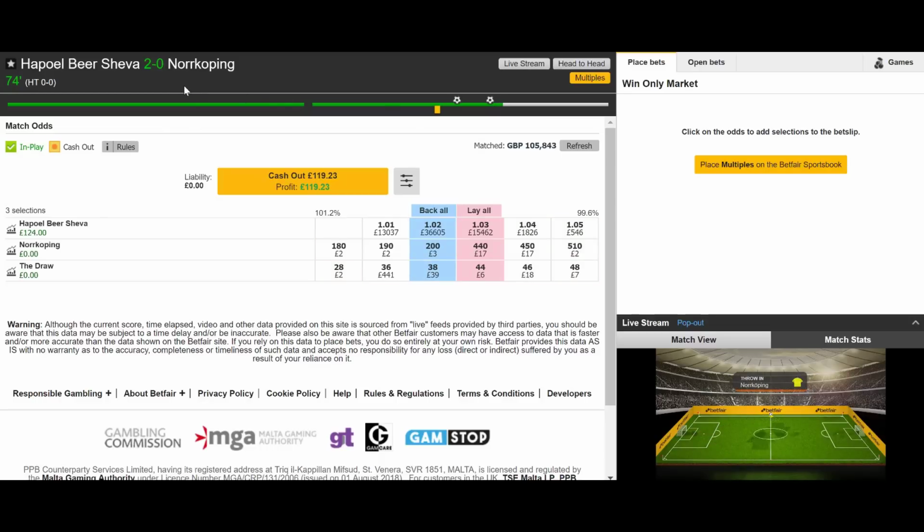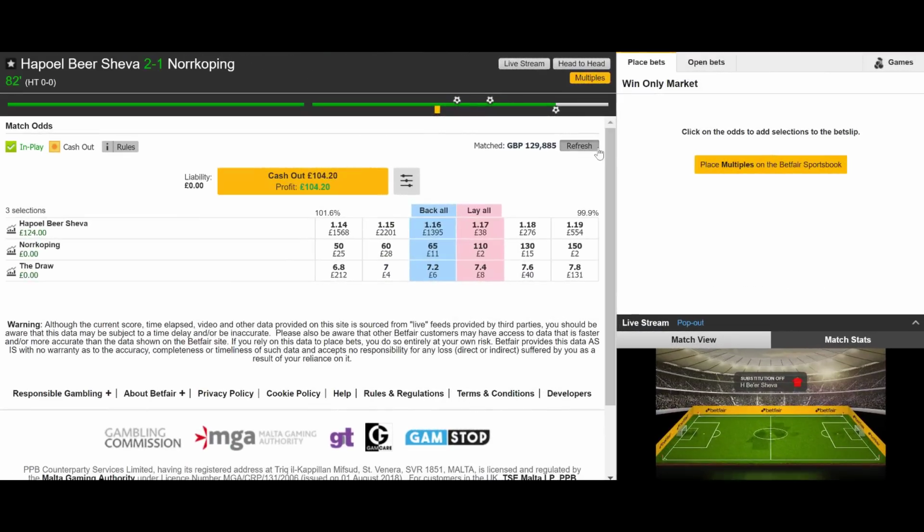If it remains 2-0, we're going to make that. If the home team score more goals, we're going to make even more. If the away team pull it back, then we're going to take some action. But otherwise, we will be done with the trade. And the away team have pulled one back. So we've tried to give it a go.